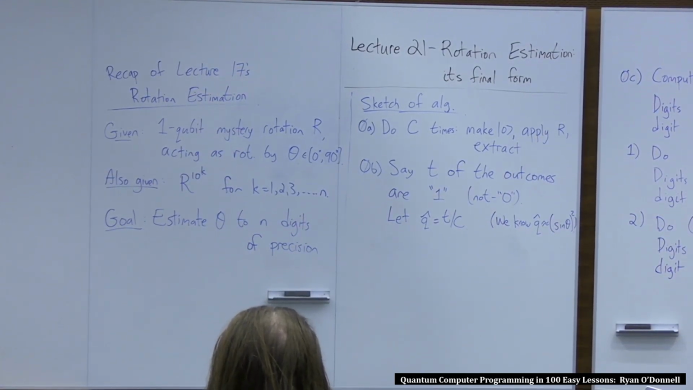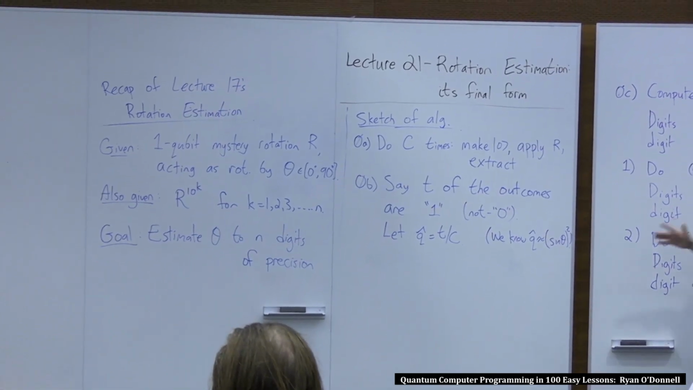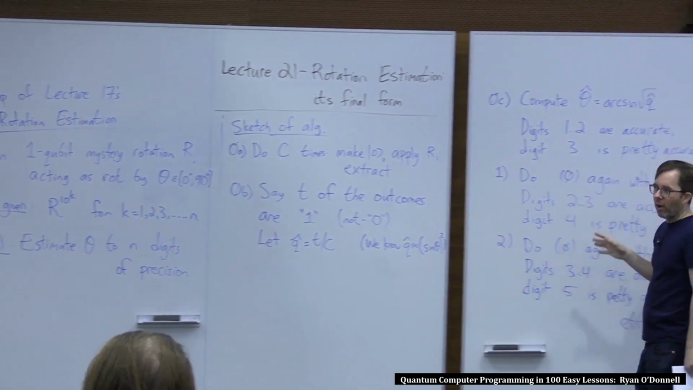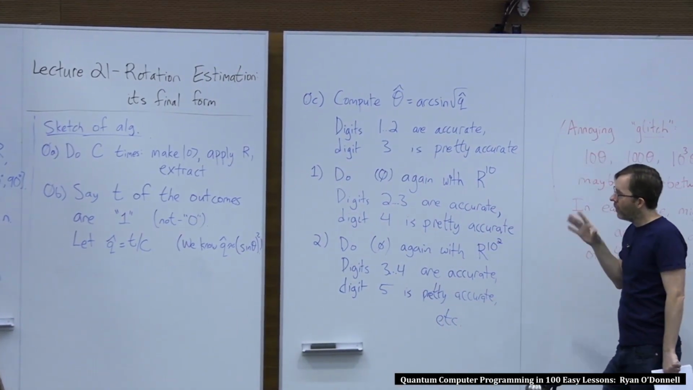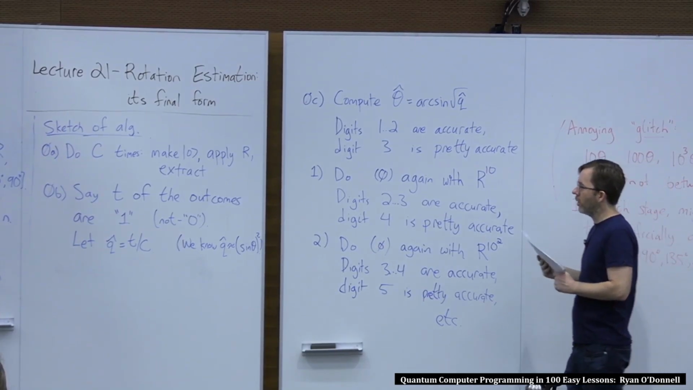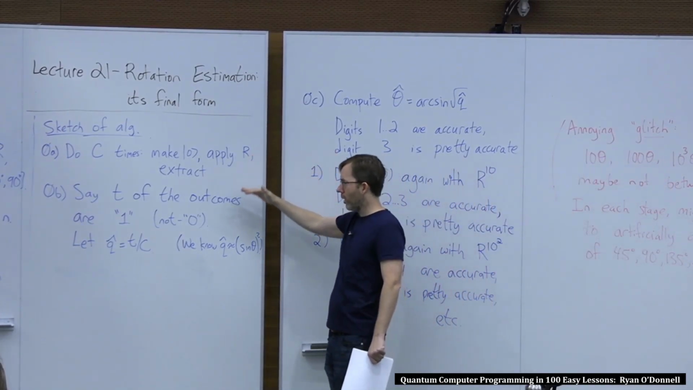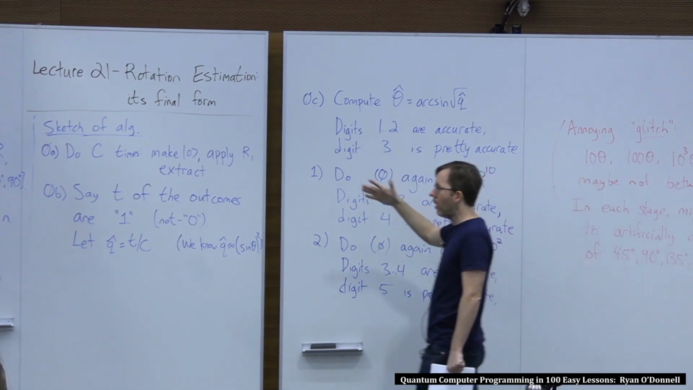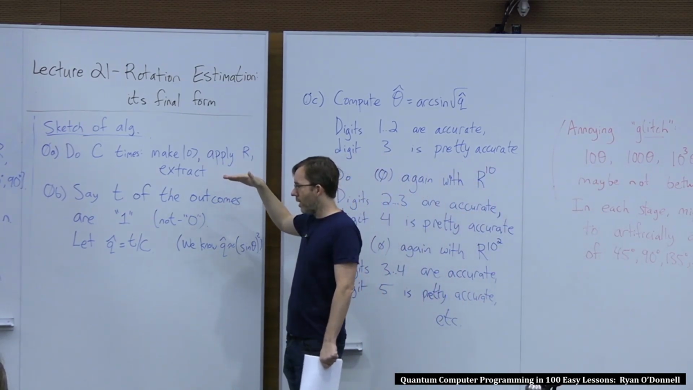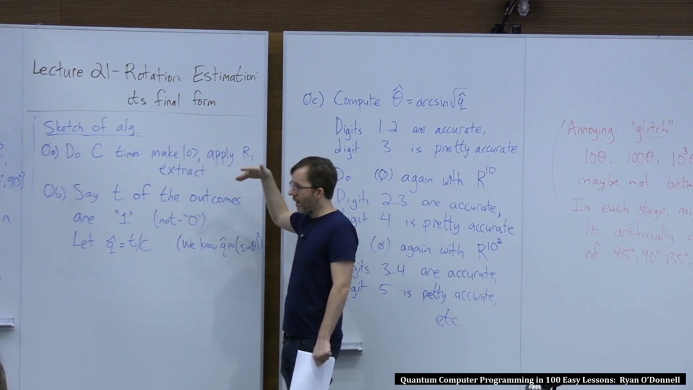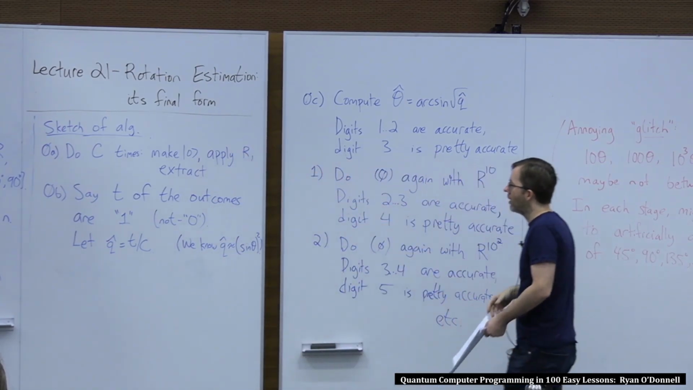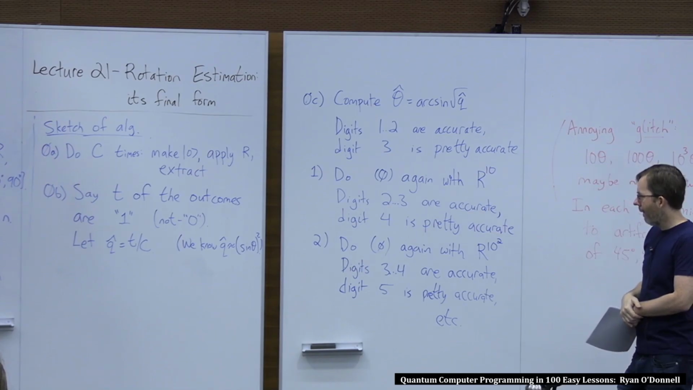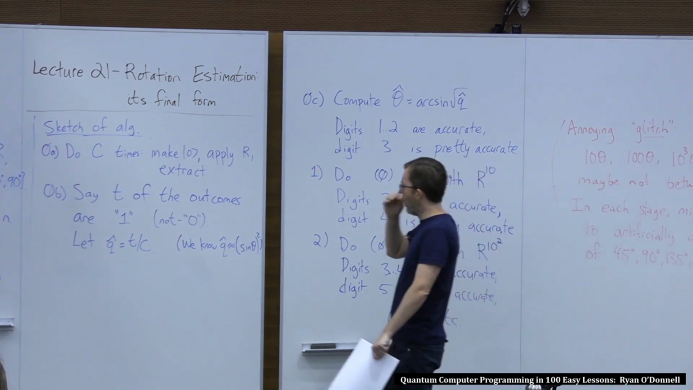Okay, so with all this stuff, we need to remember some details of how the algorithm works. I won't go over all the details, but it'll be nice to remember some of them. So here's a sketch of how the algorithm works. It goes in sort of stages. The 0th stage is about using R. The first stage is about using R to the 10. The second stage is about using R to the 100, and so forth. And okay, in the 0th stage, what do we do?